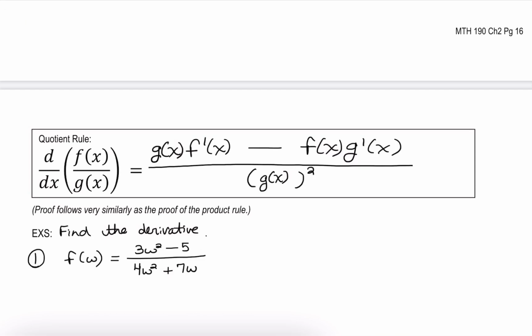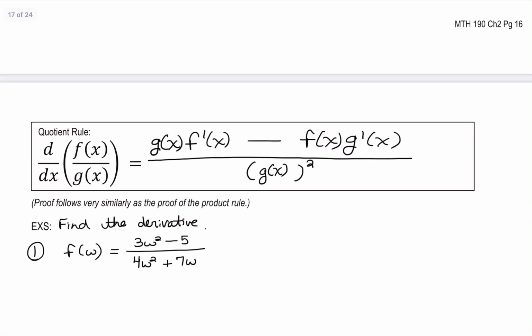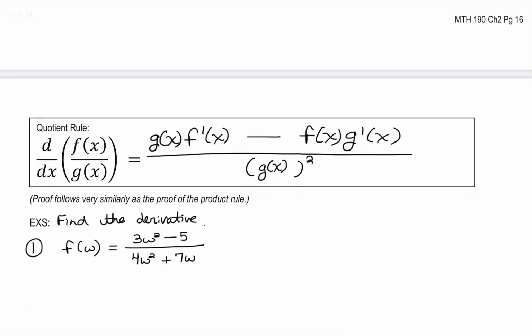All right. So let's take a look at this first example. So we have f of w. I think I'm guilty of doing too many functions of x all the time. So we'll call this one f of w equals 3w squared minus 5 over 4w squared plus 7w. So we definitely have a quotient of two functions of w in this case. There's no way to avoid quotient rule here. You don't just have a monomial in the denominator where you could maybe divide and simplify it. So we're going to jump right in here. We're going to apply our quotient rule.